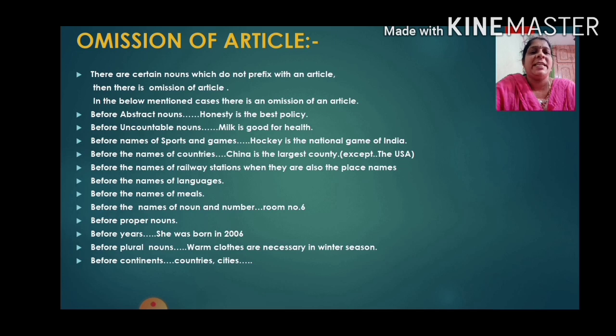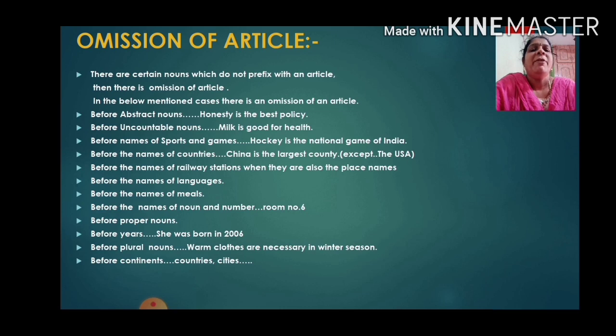Before abstract nouns. Honesty is the best policy. We don't say the honesty. We only say honesty is the best policy. Before uncountable nouns. Milk is good for health. Milk is uncountable. You can't count milk. So before such uncountable nouns, we don't use an article. So it is omission of an article.